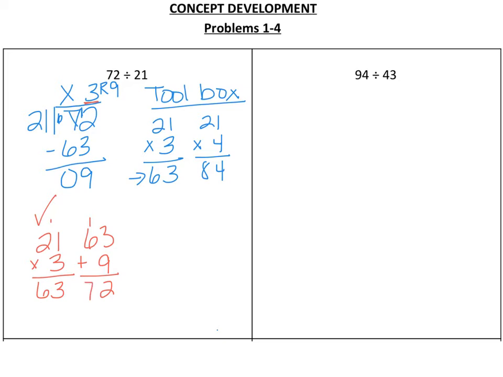So does my final sum match my dividend? The answer is yes, so we're good to go. So my answer of 3 remainder 9 is the quotient for 72 divided by 21, because my dividend and my final sum need to match.